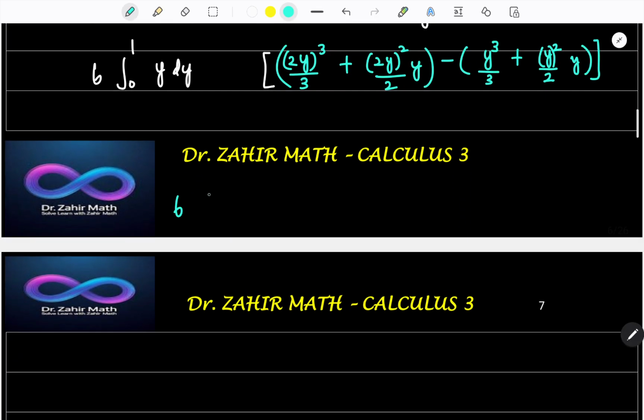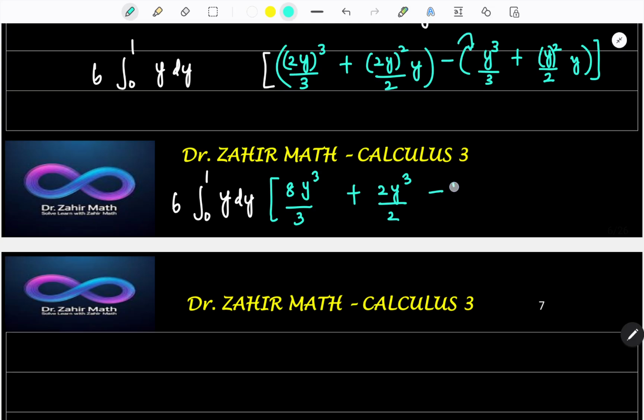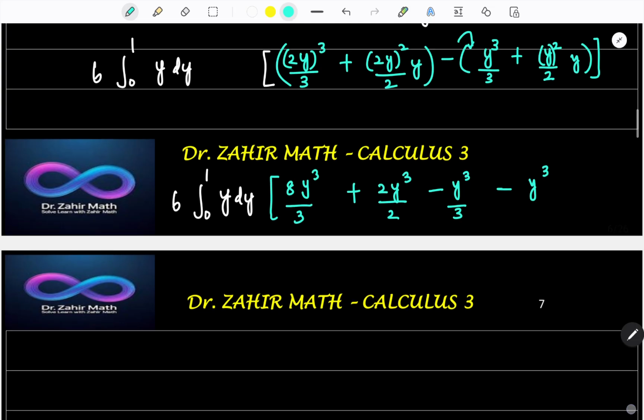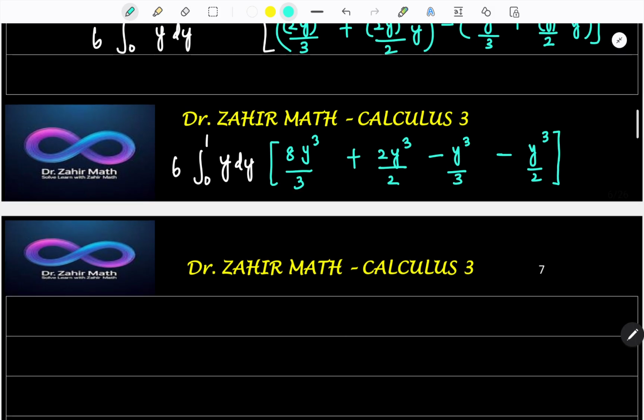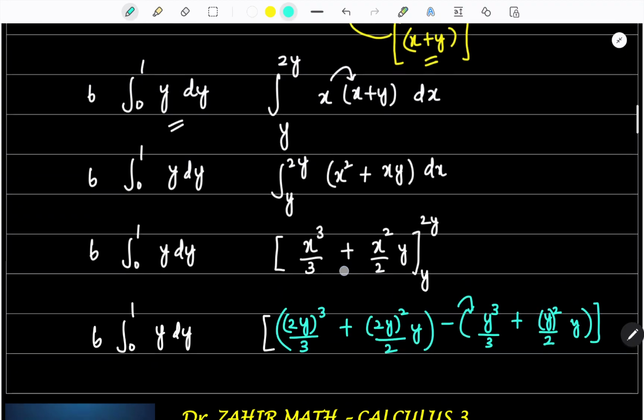I think the integration is finished, so I should remove this dx. So 6 times integral 0 to 1 y dy. Now slowly simplify this one so that you will not make any careless mistakes, which is 2 cube, which is 8y cube divided by 3, plus 2y cube divided by 2, and this minus I'll take inside, minus y cube divided by 3, and then minus y to the power of 3 divided by 2. And there is a y outside also, make sure.